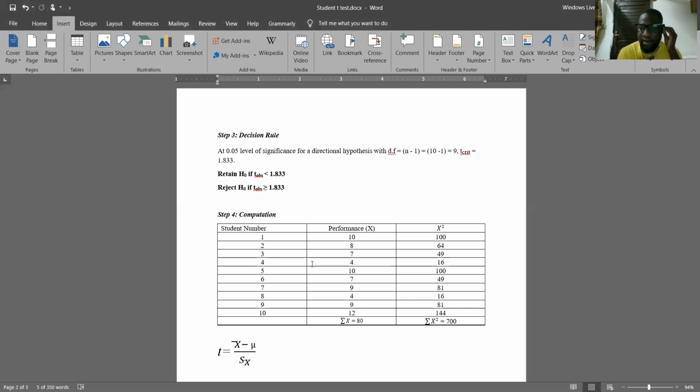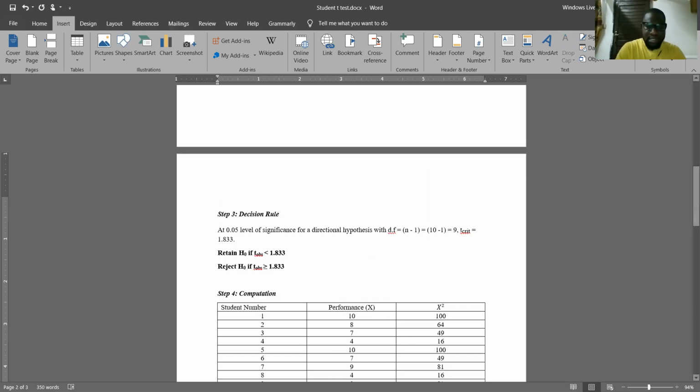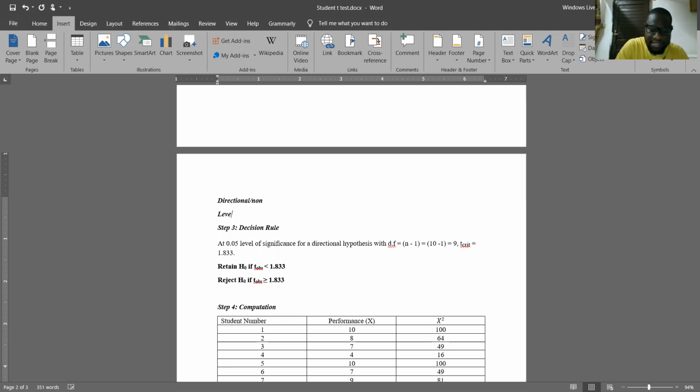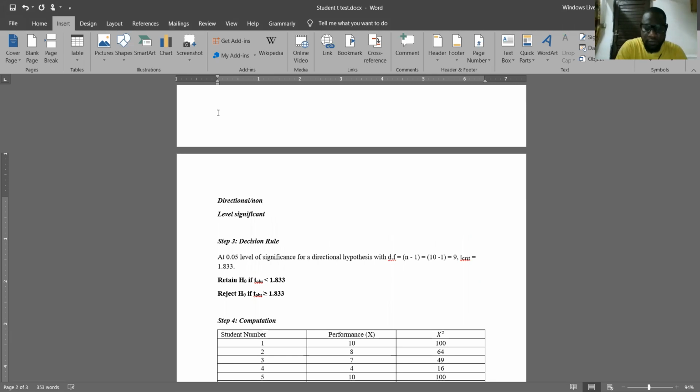And for you to get your critical value, it means you have to know three key things. First, find out whether your hypothesis is directional or non-directional. Then find out the level of significance. Also find out the degree of freedom. So these are the three main things you need to generate your critical value.